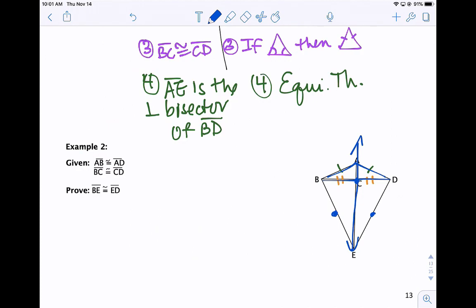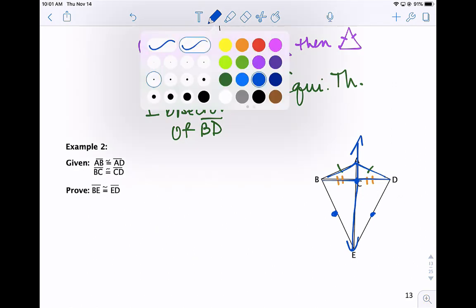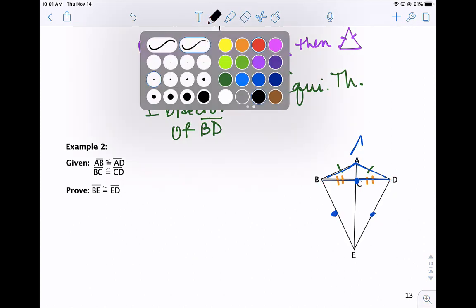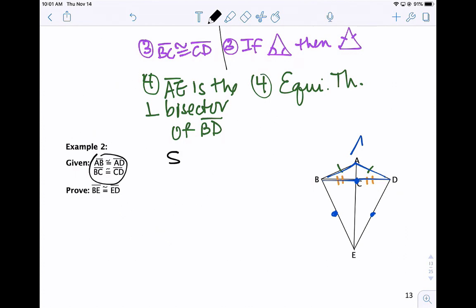And then using the perpendicular bisector theorem, now that we have a perpendicular bisector, then any points on the line, so if we take a look at point E right here, this should be the same distance away from B and D. That's the perpendicular bisector theorem. All right, so let's write that up. Okay, so here we go. We have our statements, our reasons. Okay, so this is given.